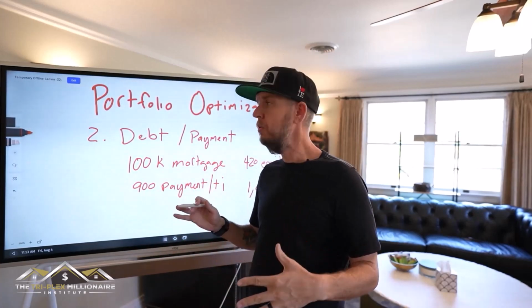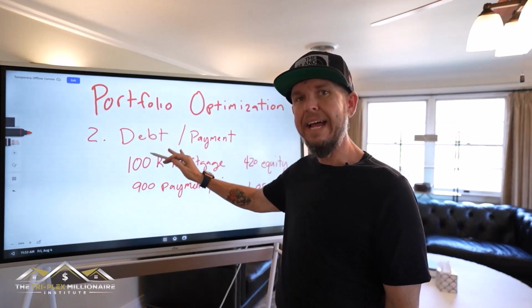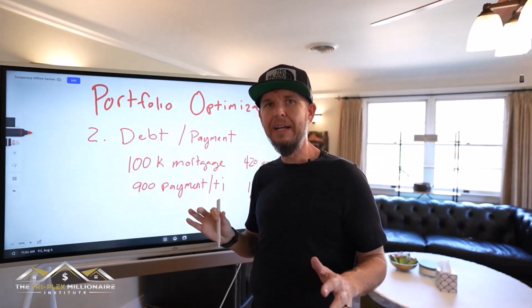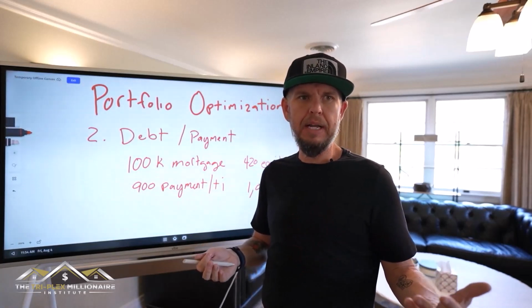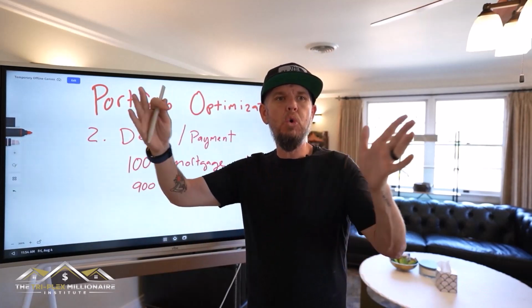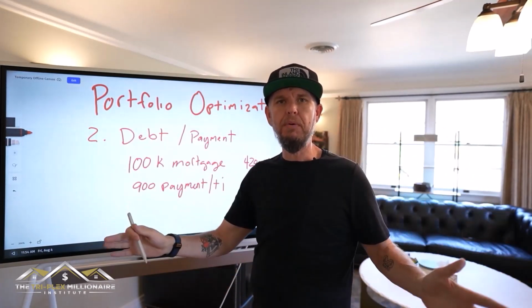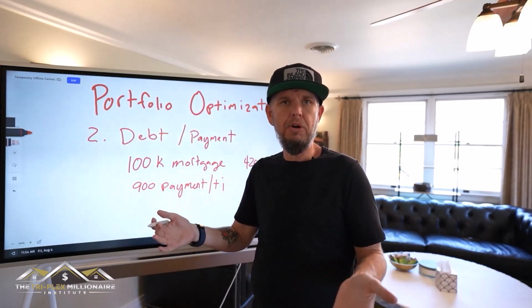So point number 2 that we need to look at for portfolio optimization is our debt and our payment. So many times I'll sit down with people and they're like, wow, I've got a 3% mortgage rate. And I'm like, yeah, I don't care. It doesn't matter to me. I'm looking at the whole scenario. Let's look at what your portfolio looks like totally, and then we can make smart decisions.